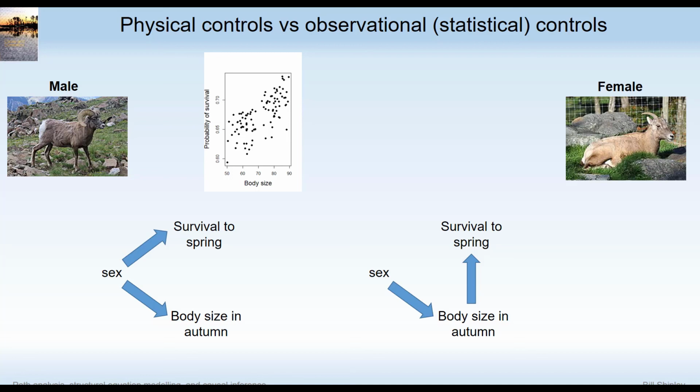The other explanation is that, of course, yes, the sex of the animal will determine its body size partly in the autumn, but it's body size, not sex, that's determining the spring survival. So how could you test this hypothesis using an observational control? Well, in the second graph, I've simply used a different color for the males and the females. So the females are in red, the males are in black.